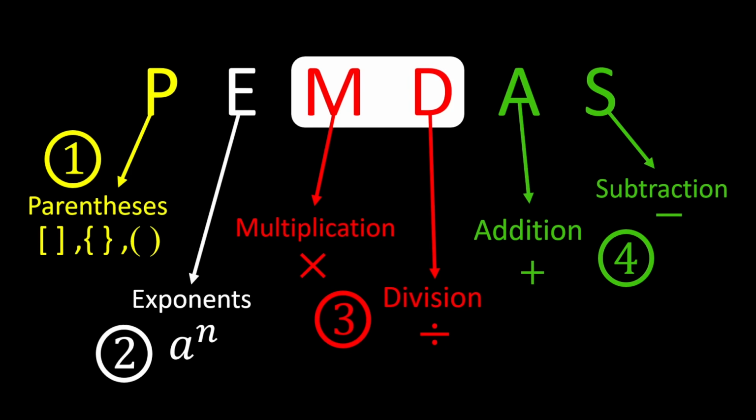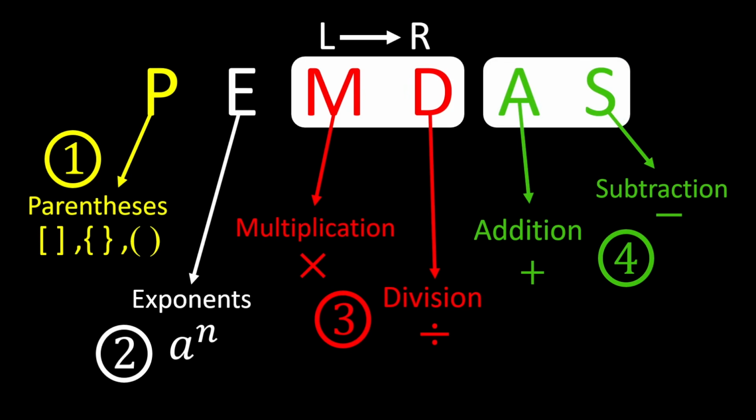Therefore, in any expression that contains both multiplication and division, we move from left to right and perform whichever operation appears first. The same rule applies to addition and subtraction. When an expression contains both addition and subtraction, we solve them from left to right.